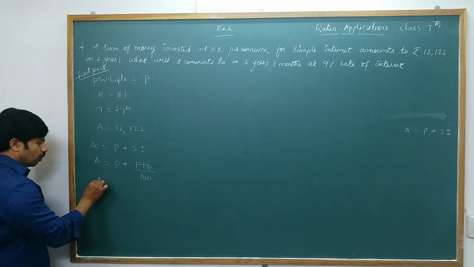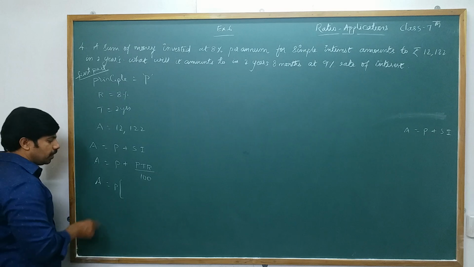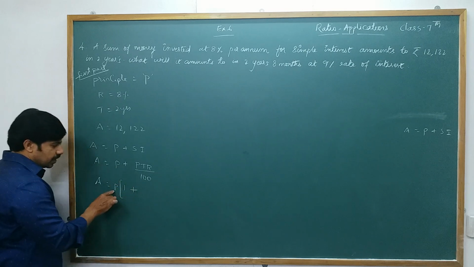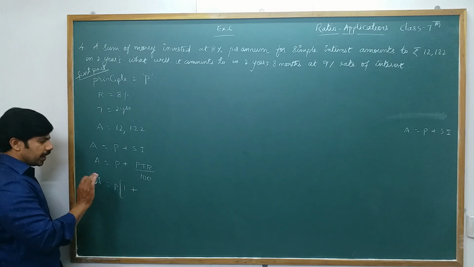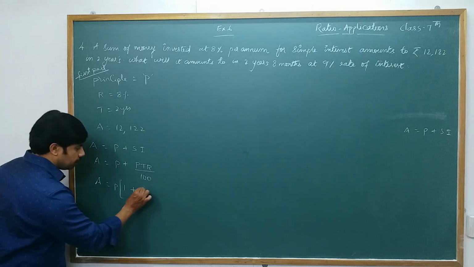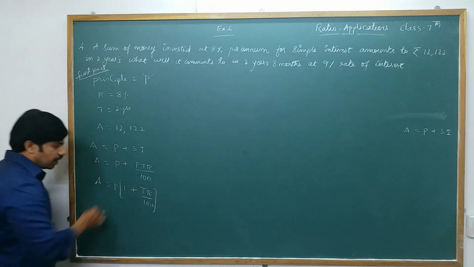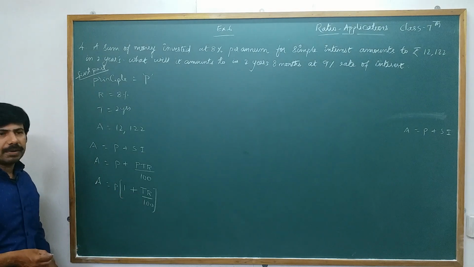Now I will take P common. When I take out P common, P goes how many times in P? One time, plus we have already taken out P. P into PTR by 100, except P, the remaining you have to write. That means P goes TR by 100 times. This is also one of the formulas we derived. So amount is equal to P into 1 plus TR by 100.